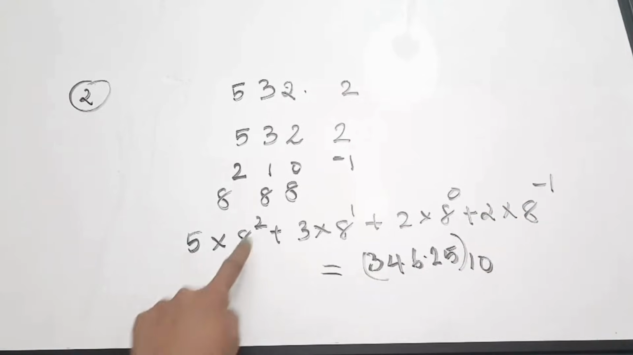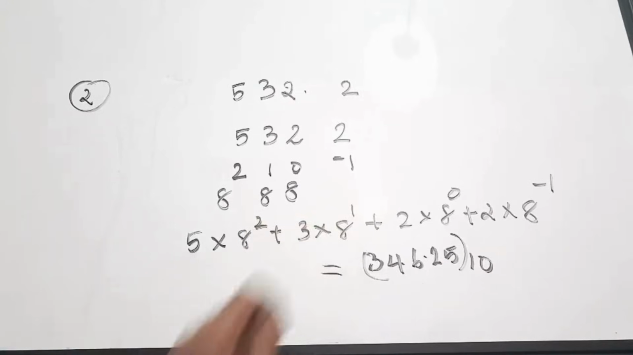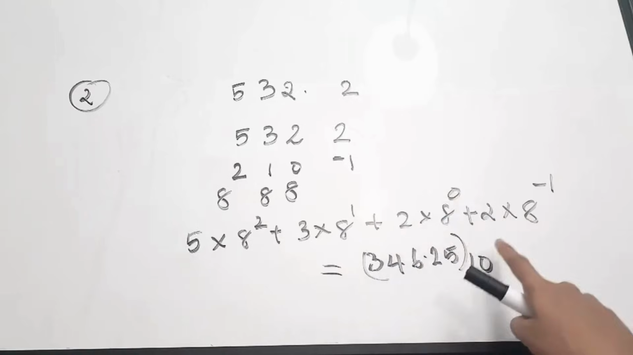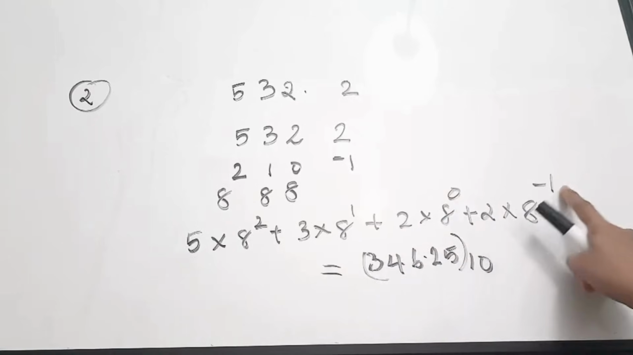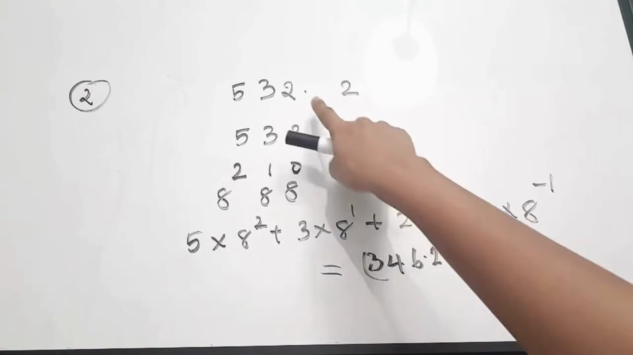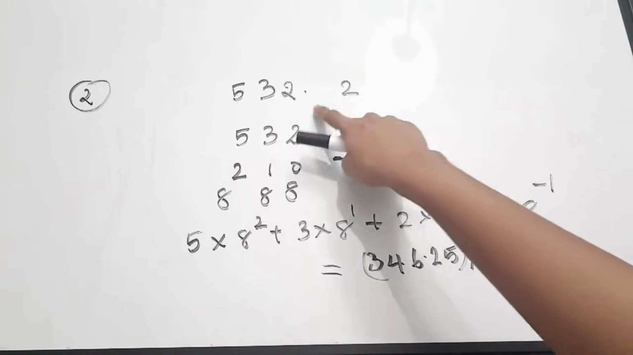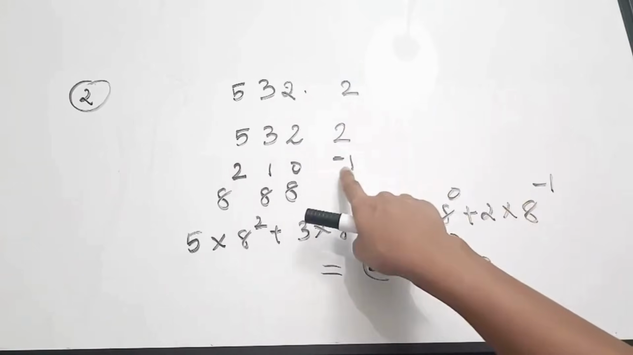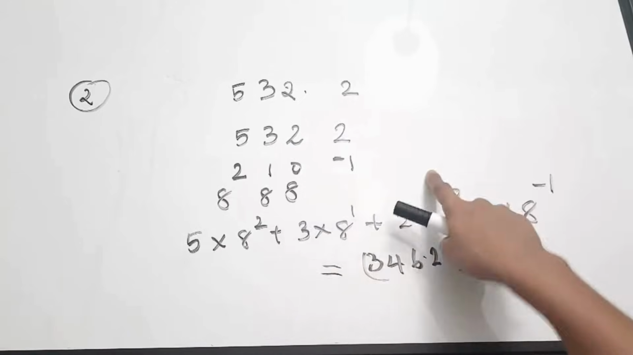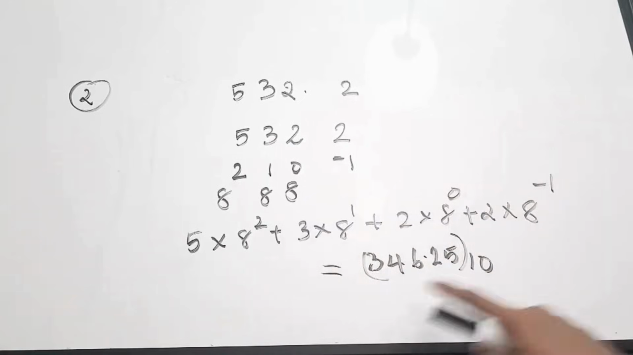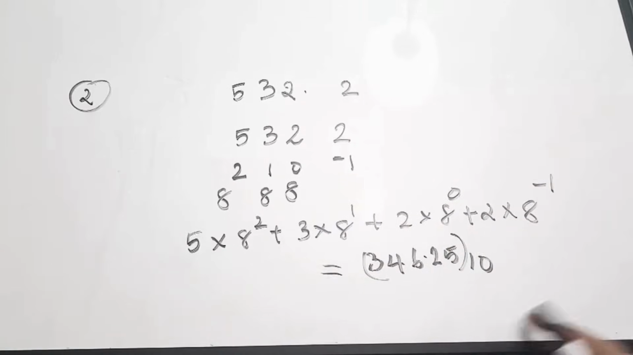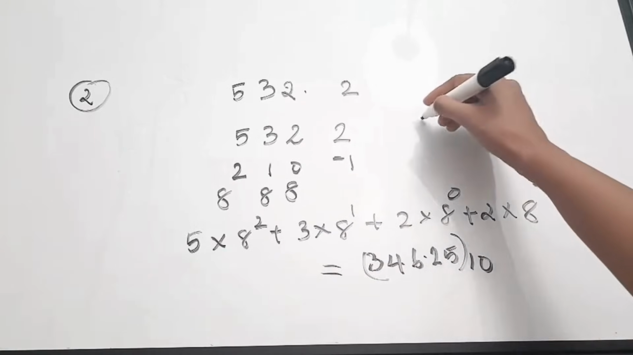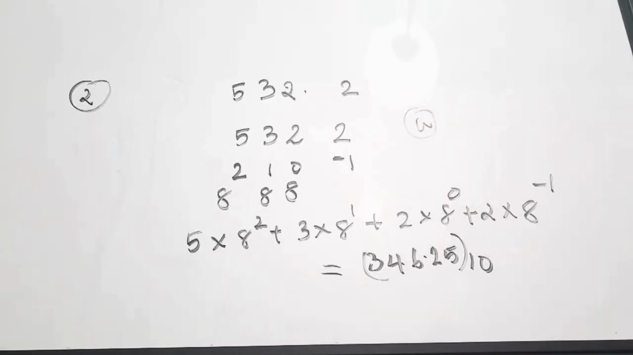Okay, that is 5 into 8 square plus 3 into 8 raised to 1 plus 2 into 8 raised to 0 plus 2 into 8 raised to minus 1. Now why we are taking minus 1 is because it is after the decimal. So after the decimal it will be minus 1. The position values will be minus 1, minus 2, minus 3. Likewise it will go on. Okay. So the answer coming here is option A, which is 346.25 to the base of 10. Moving on to the third question.